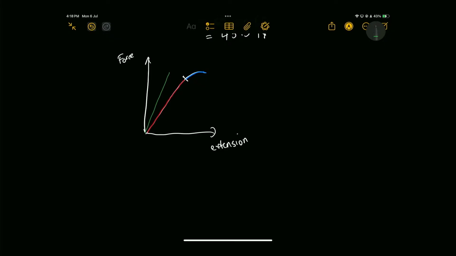Green. Right, the green one has the larger spring constant, right? So we can determine the spring constant by the gradient of this graph, right?